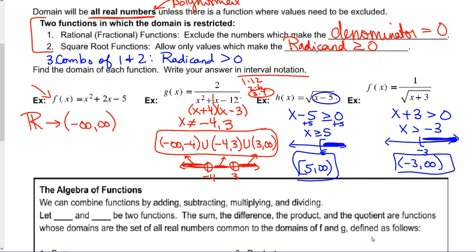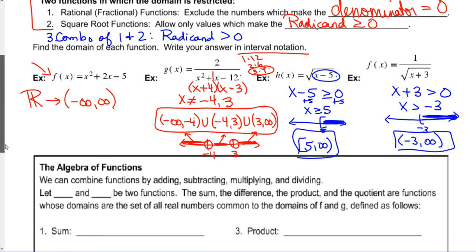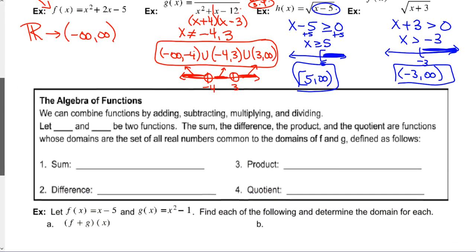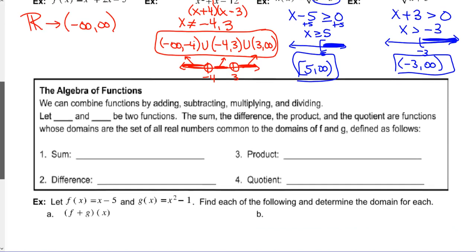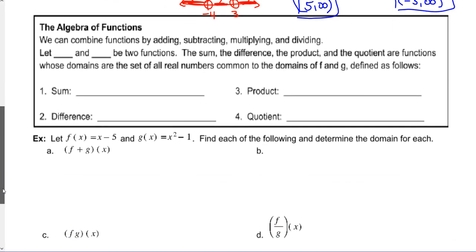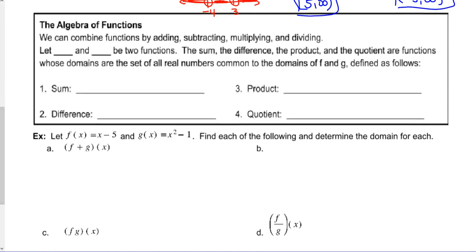So that is the idea of domain with other functions besides, the polynomial obviously is the easiest, but kind of working with interval notation as well again. All right, moving along, we have talking about algebra of functions. So just like we can add, subtract, multiply, and divide expressions or numbers or cases maybe, we can also do that with functions. And that's what we're going to see here with this. So we can combine functions by adding, subtracting, multiplying, and dividing.